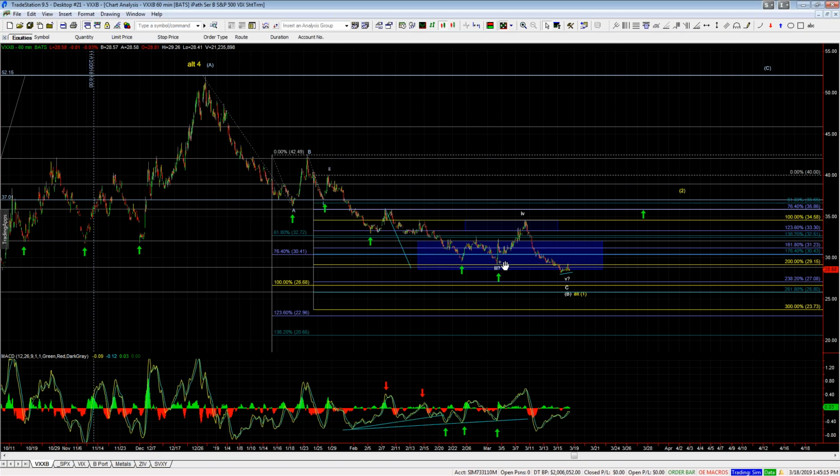Ideally would have liked to have seen that hold, but based on our fibs from our wave B top here, we're still well within the realm of reasonable fibs. So we've got our 200 extension, our 238.2 extension here. I really would want to see it hold 2668, which is a 100 extension, as well as just below this 2708 level, which is the 238.2. So that's the ideal level to hold.